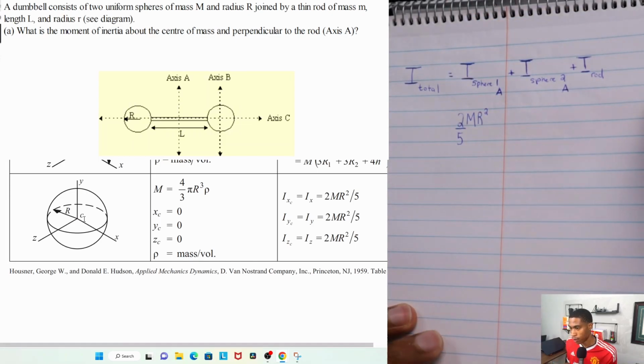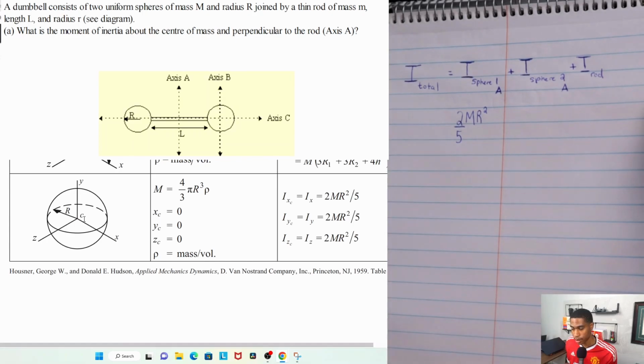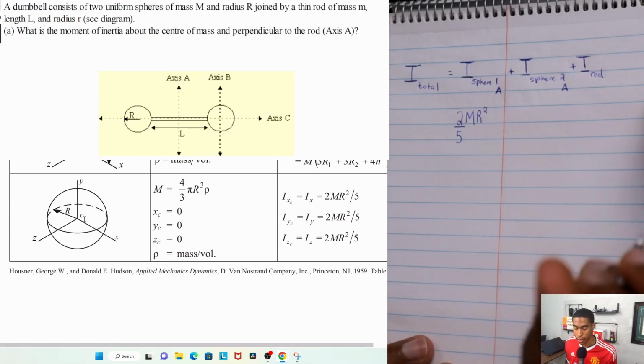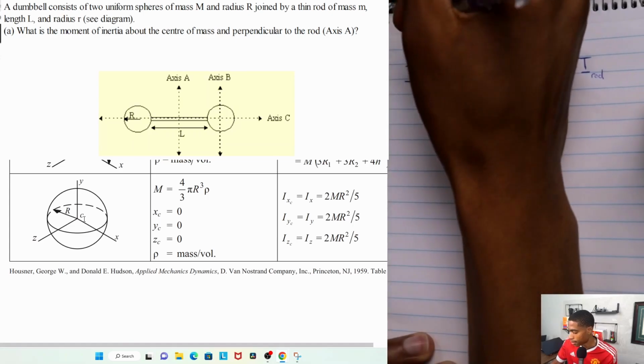Okay, but we are not done yet. The next thing that we need to do is apply something called the parallel axis theorem. So we would be done in this case if we were trying to find the moment of inertia about the center of our sphere. But this is a whole dumbbell. So we're trying to find the moment of inertia about axis A. So we need to use the parallel axis theorem. I'm just going to call it PAT.